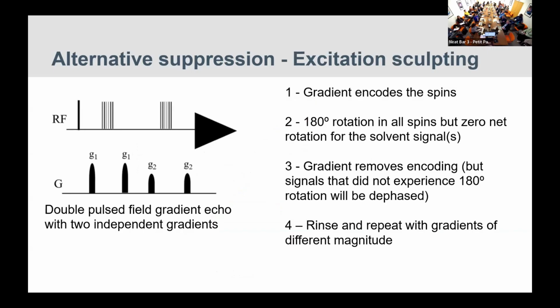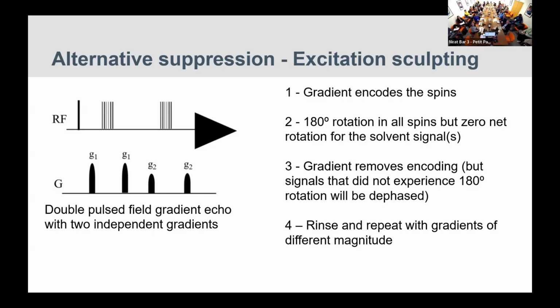So if we use excitation sculpting, the first thing is we don't need to use presaturation, which is already a good thing by itself, because presaturation can also produce saturation transfer, polarization transfer, which leads to distorted signal intensity. So you don't want that in your quantitation. So getting rid of the presaturation is already a good thing in itself.